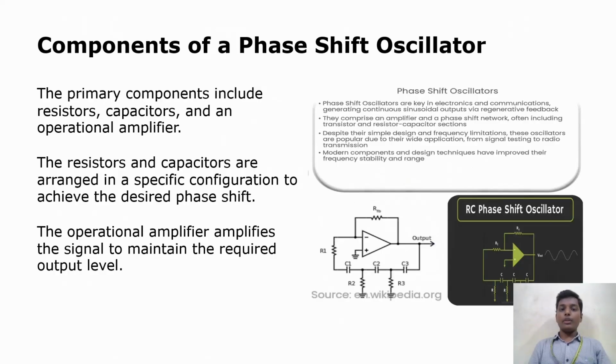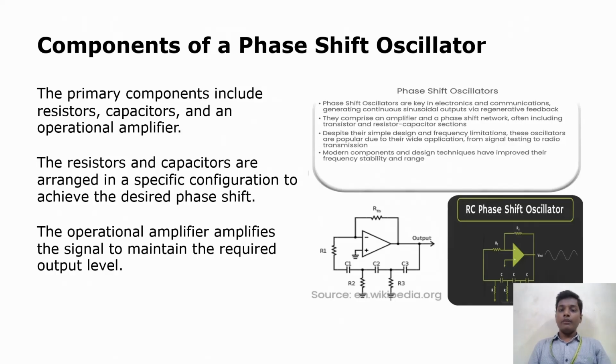Common components of a phase shift oscillator. The primary components include resistors, capacitors and an operational amplifier. The resistors and capacitors are arranged in a specific configuration to achieve the desired phase shift. The operational amplifier amplifies the signal to maintain the required output level.